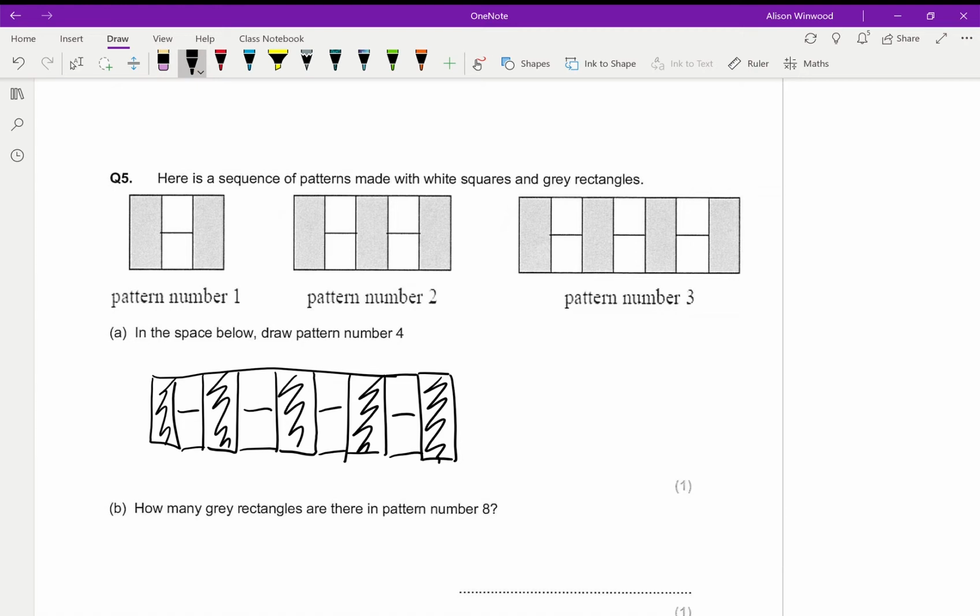So grey rectangles in pattern 1 there are 2, pattern 2 there's 3, in pattern 3 there's 4, so in pattern number 8 there will be 9.